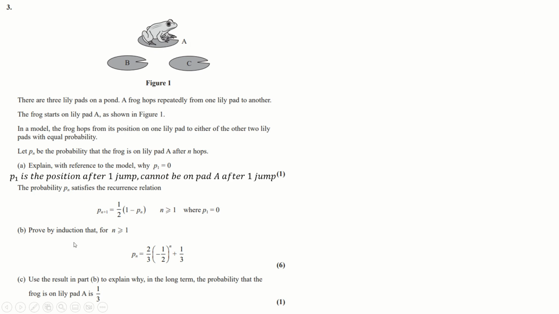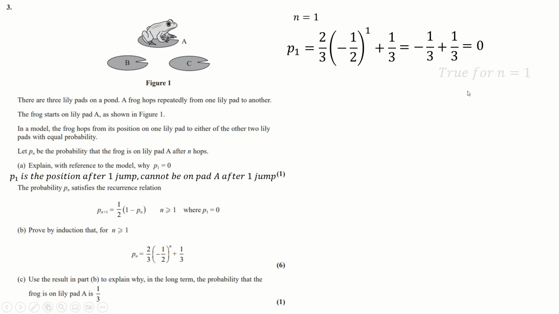We have this recurrence relation proved by induction, this thing here, so let's just show that this works for n is 1, I guess. If we put n is 1 into here, we get this minus a half to the power 1 is just minus a half, times by 2/3 is minus a third, so that equals 0, which we've already shown. We've already explained p1 is 0, so that checks out.